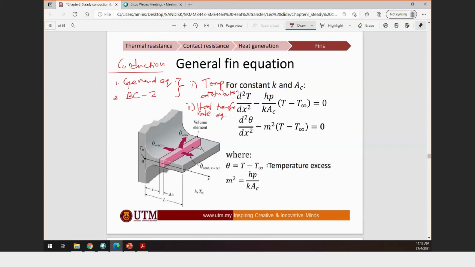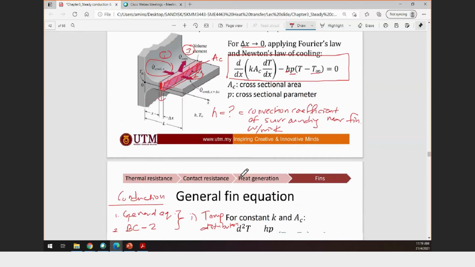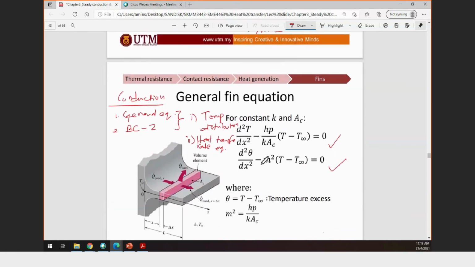Same for fin analysis. This is the general equation for the fin. The only difference is we try to simplify the form. Originally we have this HPKAC, so from here to here you are rearranging the equation so that you can have this terminology of temperature distribution due to the conduction and convection.